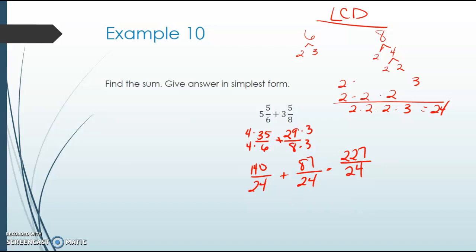And I know 3 goes into 24, so I'm going to check to see if 3 goes into 227. And the easiest way is to just add them up. So 7 plus 2 is 9. 9 plus 2 is 11. 3 doesn't divide into 11, so it won't divide into 227. I just checked in my calculator. 227 divided by 8 is not a whole number. And since 2 and 3 don't divide into 227, 6 does not divide into 227.